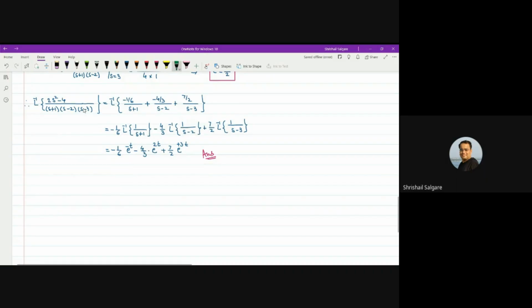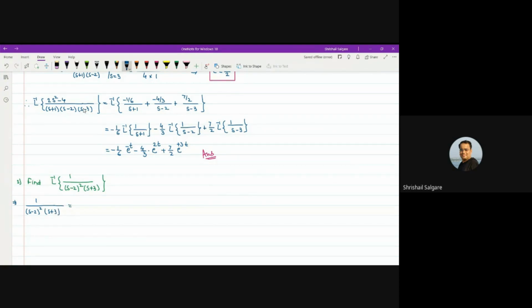Suppose the second one. Find the inverse Laplace transform of 1 upon (s minus 2) bracket square into, sorry, (s plus 3). Okay. Now I will ask a few questions, then tell me. So I will write the given term as it is: A upon (s minus 2) bracket square into (s plus 3).